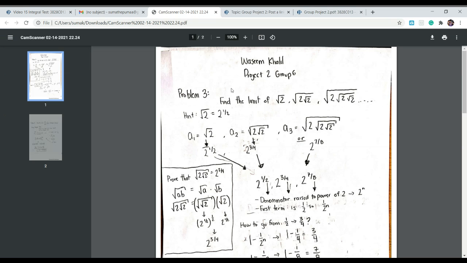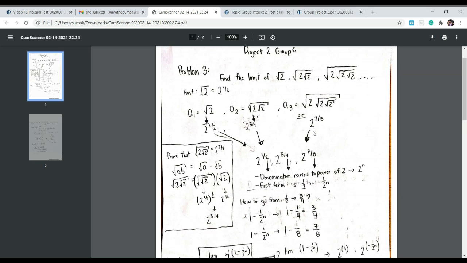So if we look right here, this is my scanned document of the two problems. For problem 3, I wrote out the problem and I stated the hint. As you can see here, the first term is the square root of 2. So I wrote a1 equals the square root of 2, and then I did the same for a2 and a3: term 1, term 2, and term 3. While I'm finding the limit of this, I wanted to make it a little bit easier on myself.